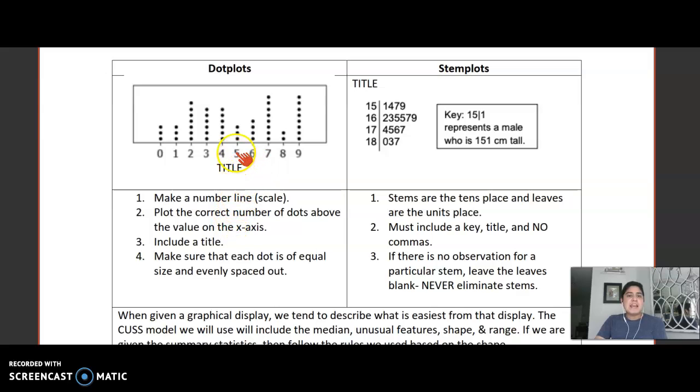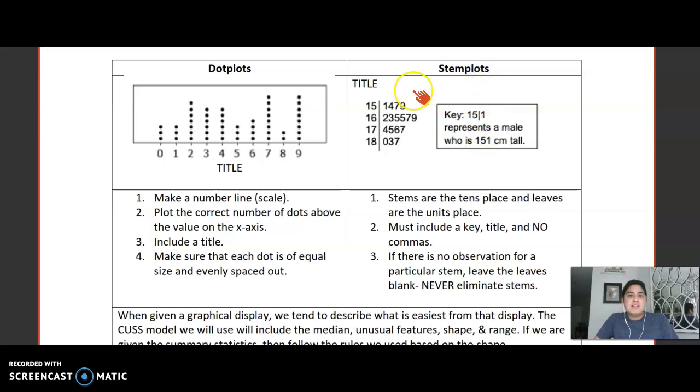And we're going to need to make sure that each dot is equal size and equally spaced out from one another. That way, you don't have one giant dot here at 9 and then one small dot at 0. They need to be equal size and equal distance so you can actually get a fair comparison.